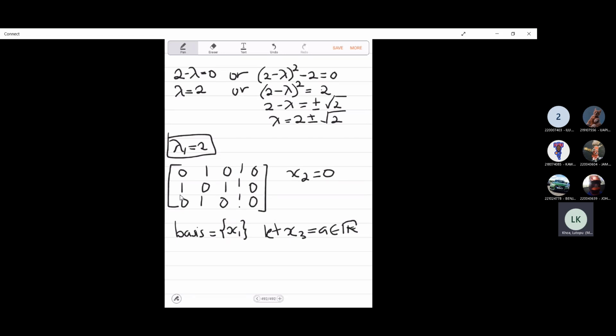And then I can see here that x1 plus a is 0. So x1 plus a is 0. And this means that x1 is equal to minus a. Then I come up with my family of eigenvectors. So x1 is minus a, x2 is 0, and then x3 is a. This is the family, and then the usual when a is equal to 1. This is minus 1, 0, and 1.